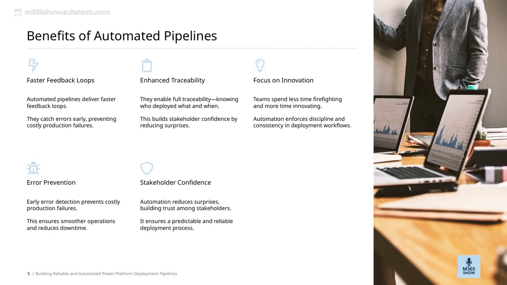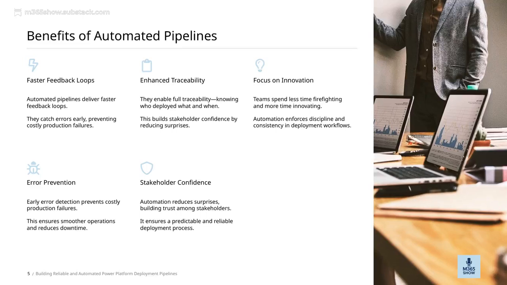Let's take a closer look at the benefits of automated pipelines. First, automation significantly reduces surprises during deployment, which helps build trust among stakeholders. When everyone knows the process is predictable and reliable, confidence naturally increases. Automation also ensures that the deployment process is consistent each time, minimizing errors that can lead to costly failures.